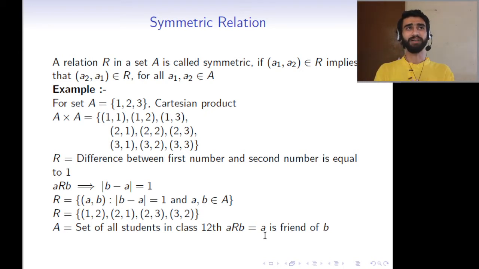Let me take an example from my class. I have students Shraddha and Shivani. Both of them are friends. If Shraddha is friend of Shivani, then Shraddha comma Shivani is a pair in my relation. I can also say Shivani is friend of Shraddha. So Shivani comma Shraddha is also a pair in my relation. And for every relation like friendship, you can say this.